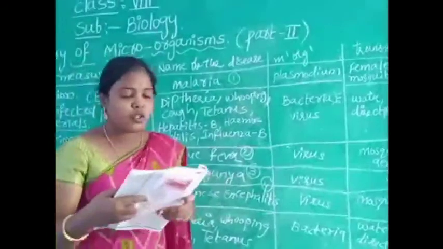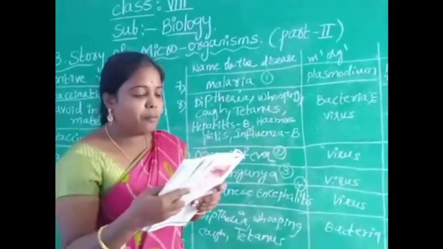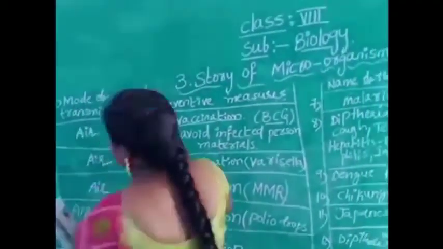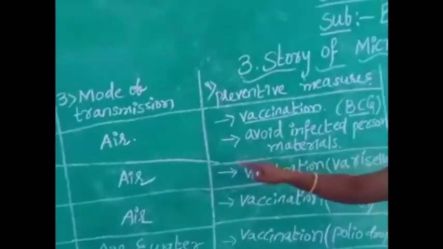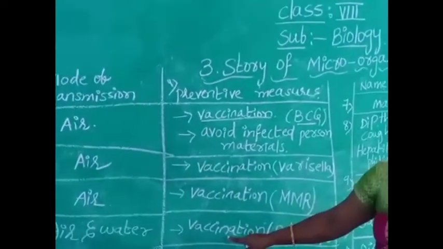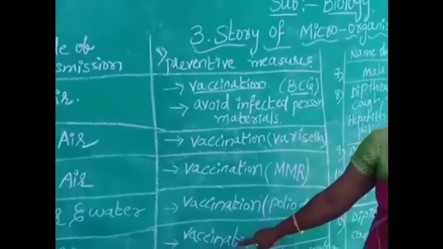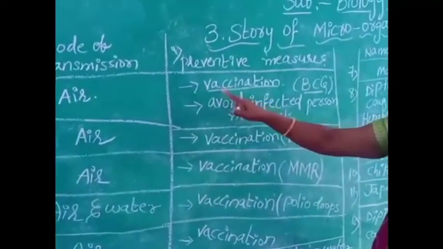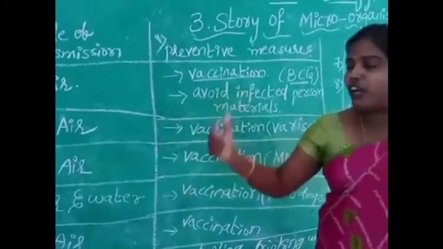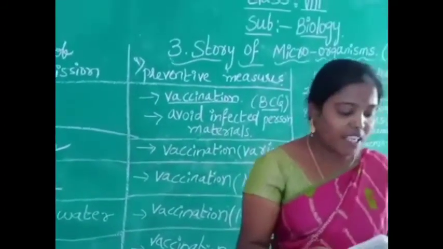Okay. Second question: which diseases can be prevented by vaccination? Children, which diseases can be prevented by vaccination? Tuberculosis, chickenpox, measles and mumps, polio, swine flu. These five types of disease we can control through vaccination.